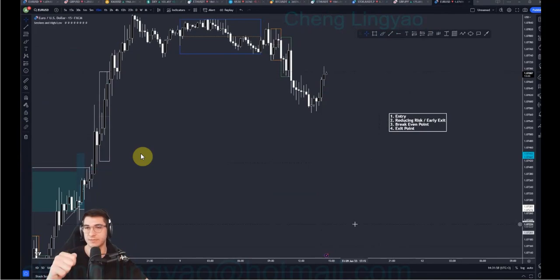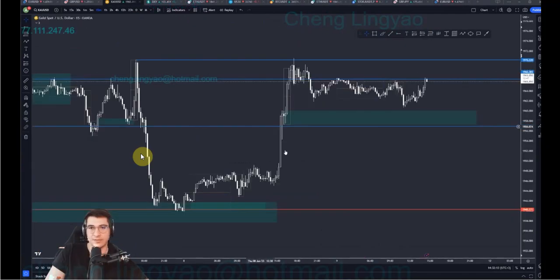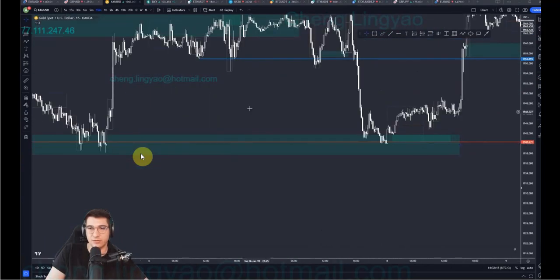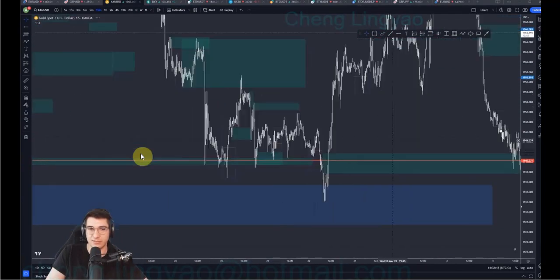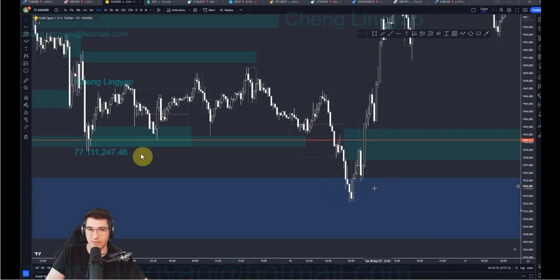Second point, reducing risk and early exit. So reducing risk, this is something that I personally do a lot of times, especially when I'm entering on the 1 minute or 5 minutes. So I'm entering more aggressive on tighter stops. There's a few examples in the Discord group where we had trades, for example, on EURUSD. I think this was a trade.